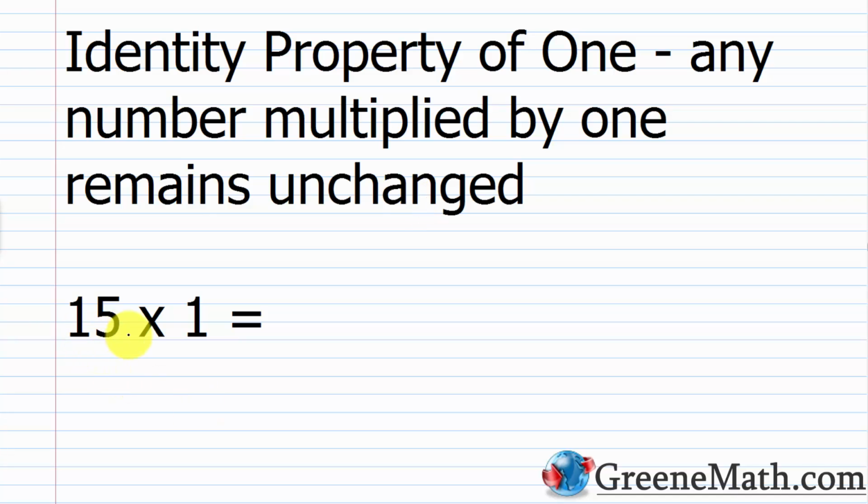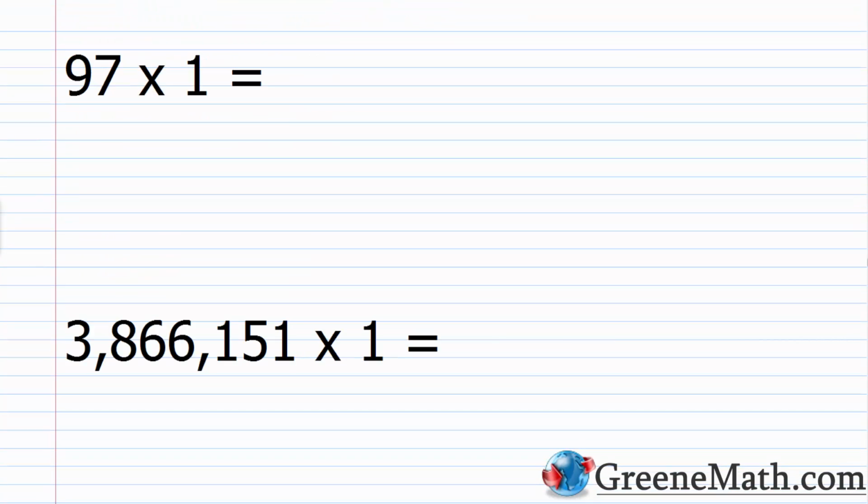So when we look at 15 times 1, we know we just get 15. Or if we look at some bigger numbers, what's 97 times 1? Well, it's just 97. What's 3,866,151 times 1? Well, it's just 3,866,151. So a very easy property.